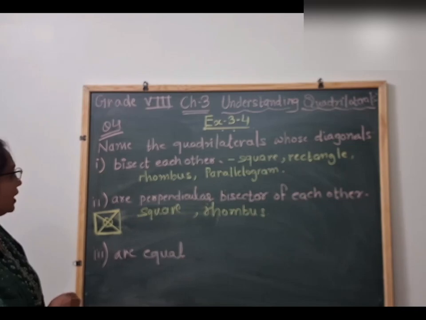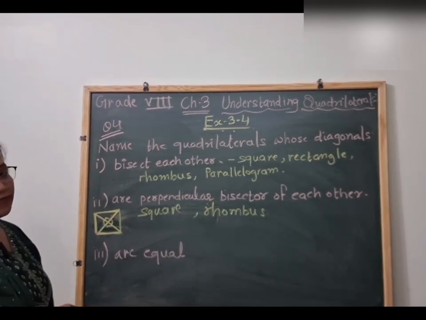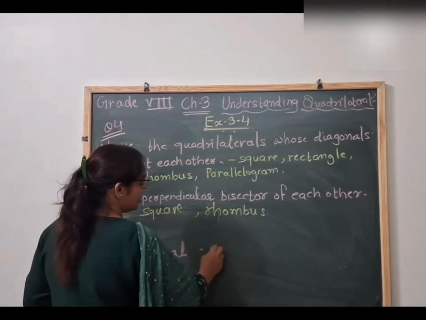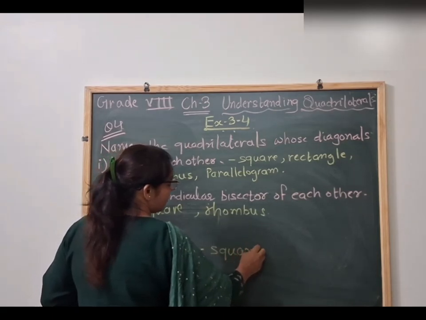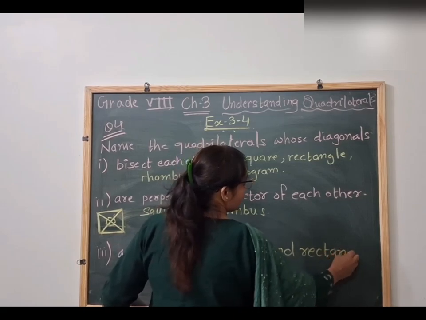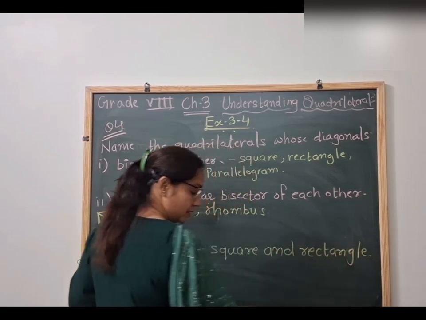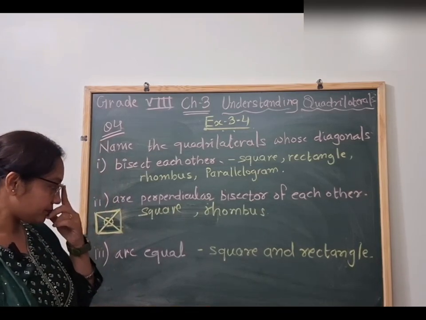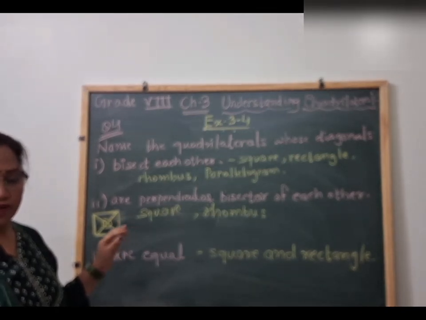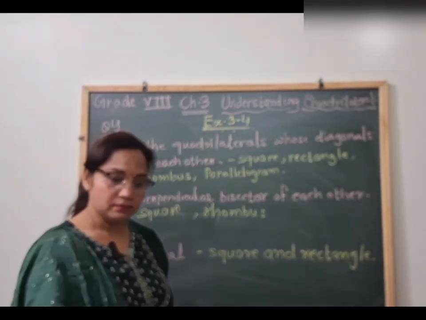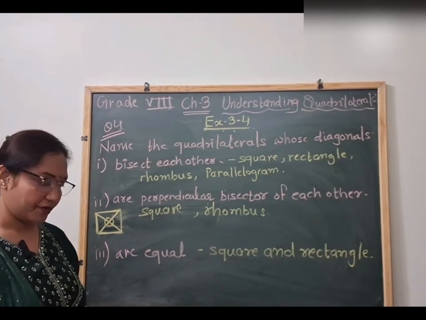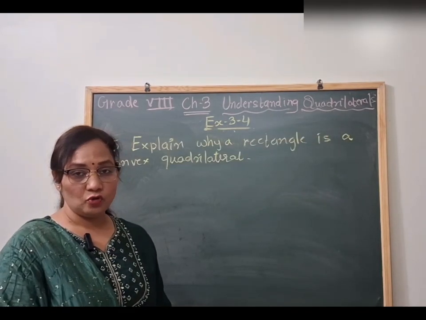Now also you have to name the quadrilaterals whose diagonals are equal. The diagonals are equal in a square and rectangle. Okay students, so now we have finished with question number 4. Now moving on to question number 5.